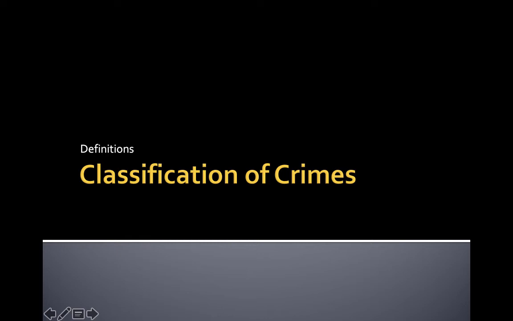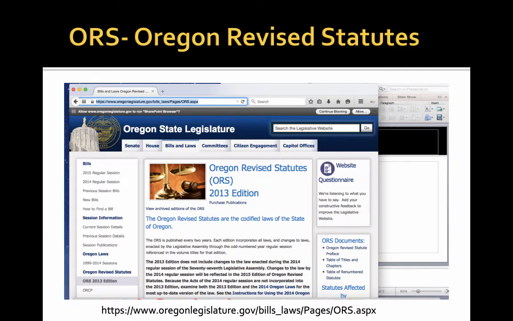This presentation is going to go over some very small classification of crimes definitions. The main goal here is that you understand what a classification of crime is and how it works in Oregon. All right, first of all, in Oregon, the state revised statutes that we refer to are the Oregon Revised Statutes.